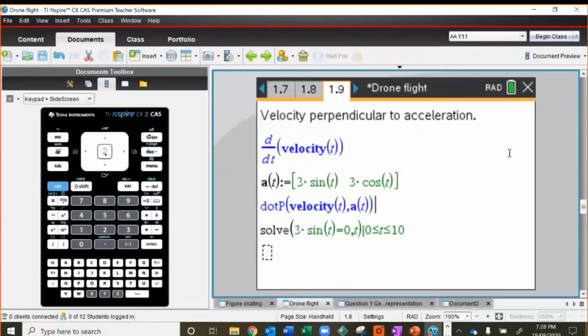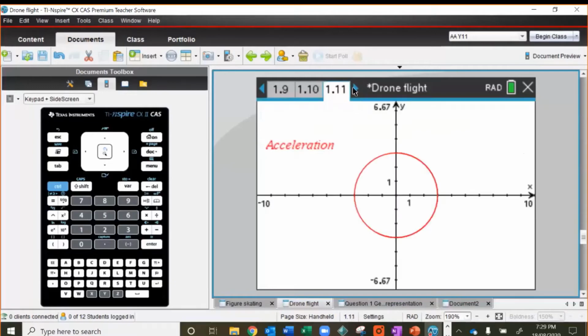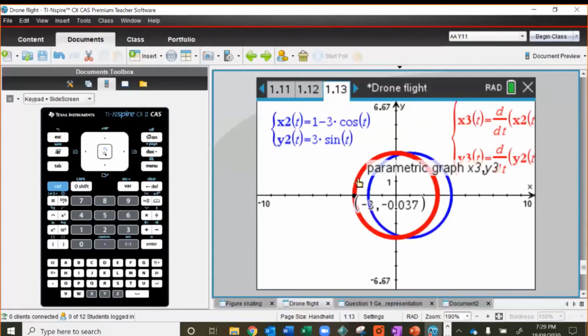Velocity perpendicular to acceleration. Again, we need to solve when the dot product is equal to 0, and we get those points 0, pi, 2 pi, and 3 pi. Magnitude of acceleration: once we define the acceleration, interestingly the acceleration here is constant, so the magnitude of acceleration is constant. I also drew acceleration and velocity at any time and drew both of those in one diagram.